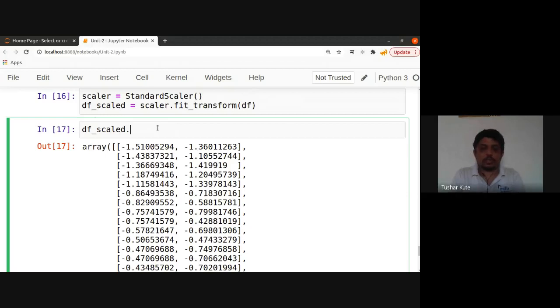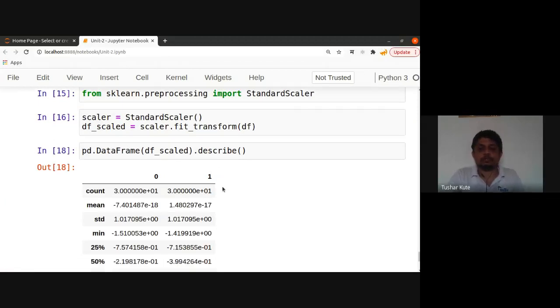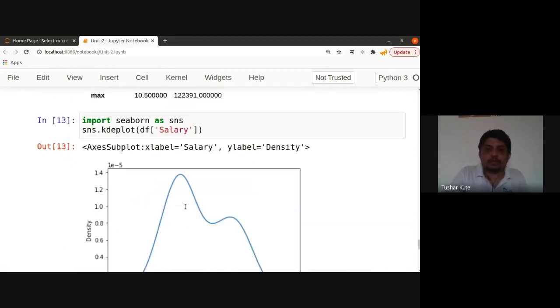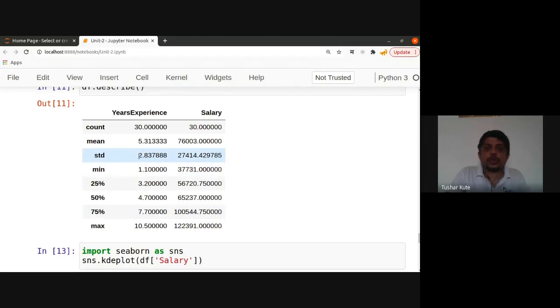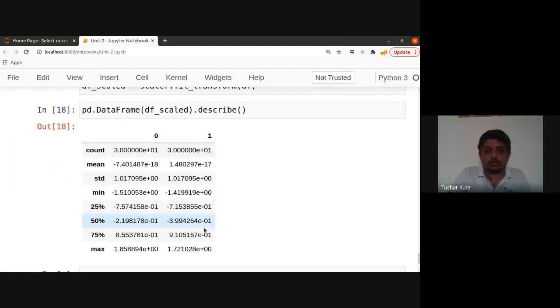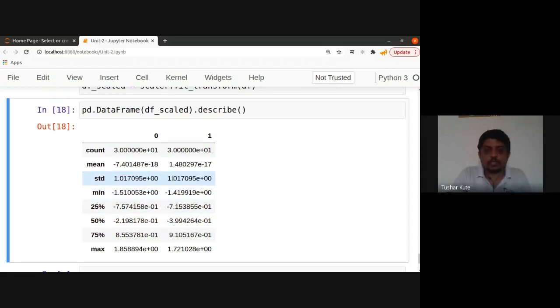If I convert it into data frame format, pd.DataFrame, and then describe it, we can check it out. Now see, here the deviation of both of these columns is the same. This is what the application of z-score is. Previously, we saw the deviations were different: it was 2.83 for the years of experience, and for salary it is 27,000, correct? By applying the z-score, I'm making both the same. See the first one and the second one. The deviations are the same, meaning the magnitude is removed by just adjusting this data.